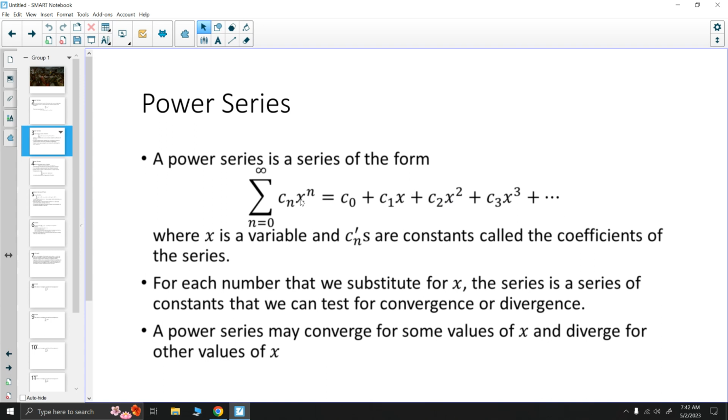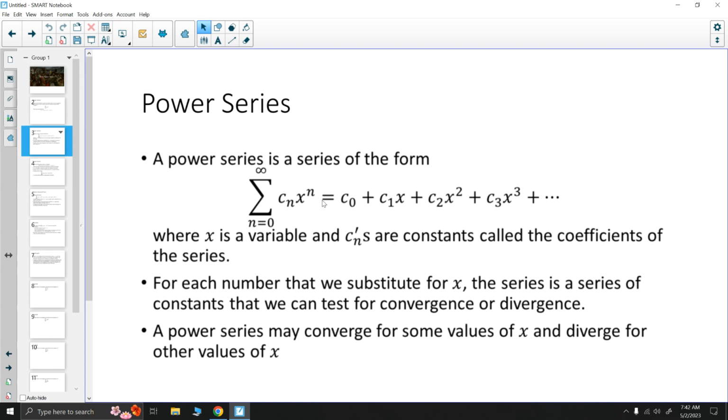Okay. Now, also, this could be like x to the n plus 1, x to the n minus 1, whatever. Again, it's not restricted to just n's, but this is our general form, where x is a variable, just like normal. C sub n's are constants, and they're called the coefficients of the series. And again, those constants can be changing. They could be a constant on each one, like the previous one, 1, 1, 1, 1, but they could be changing via like a geometric series or whatever.